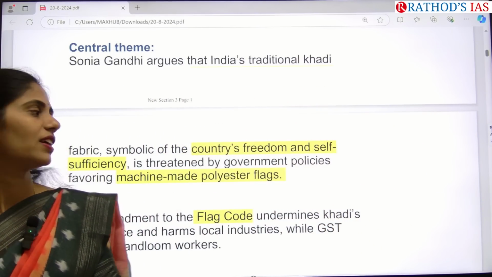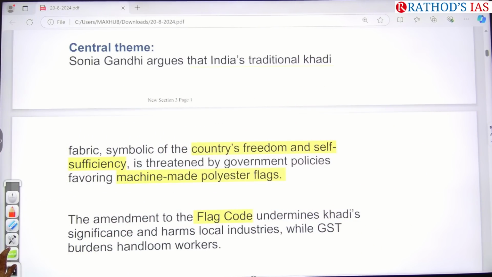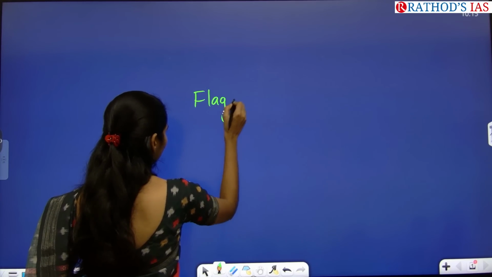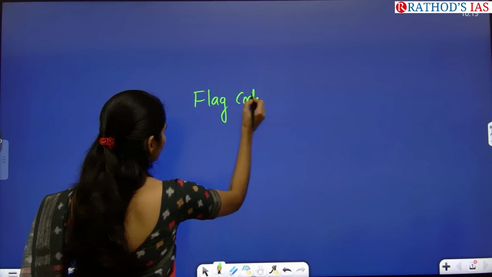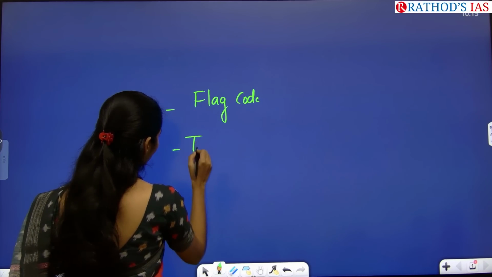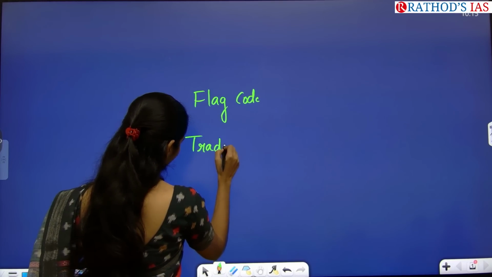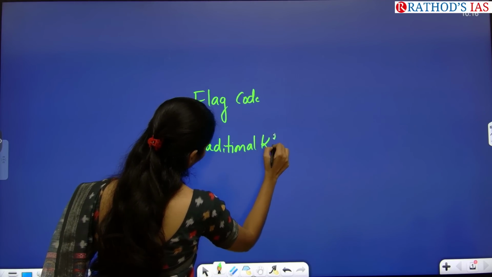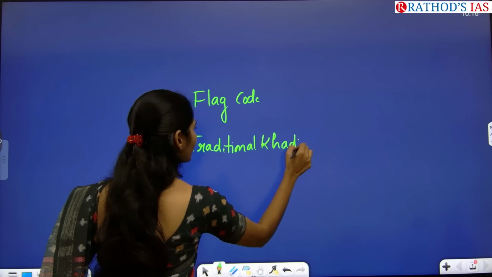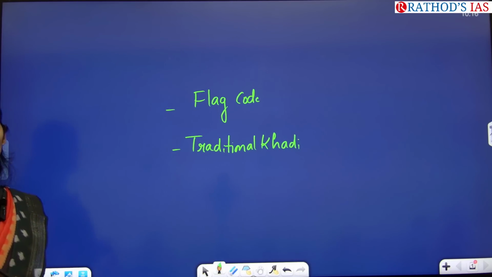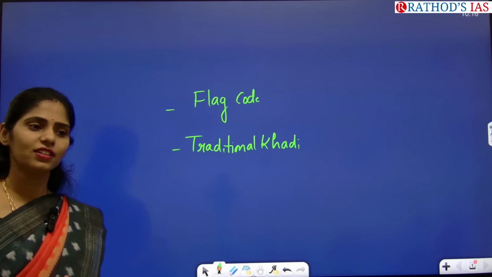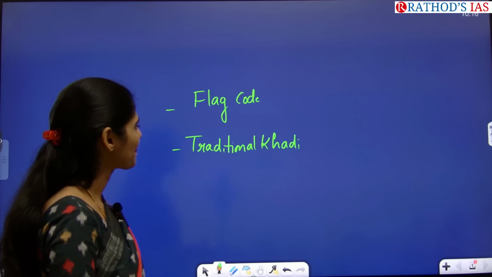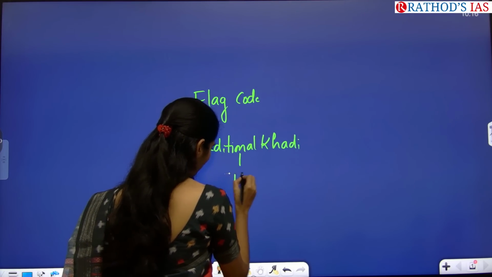Think and tell me. This article is talking about, first, the flag code, and second, traditional khadi. Now we are replacing traditional khadi with silk, polyester, etc. Now tell me, what will be the impact?